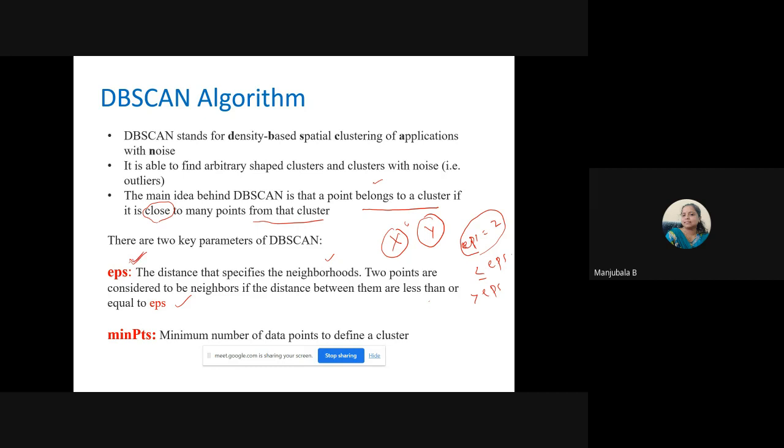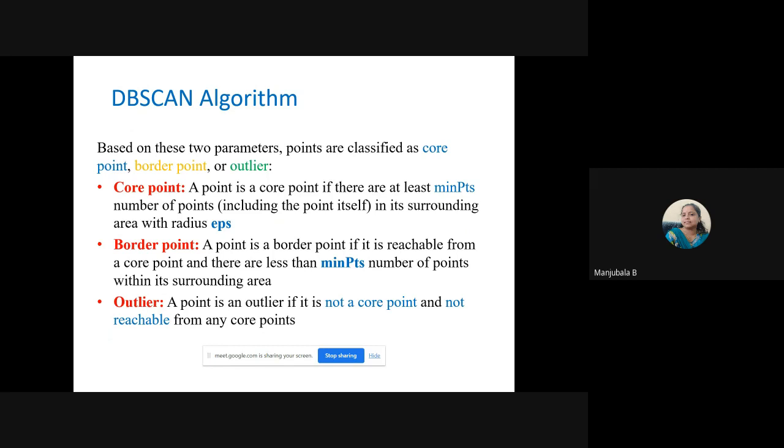The second parameter is MinPts, right? This is the minimum number of data points required to define a cluster. So how many points are required? The minimum number of points required for forming a cluster. That is also a user specified parameter. Based on this EPS and the MinPts value, whatever data points are there in our data set are classified into three types. One is the core point, the second is the border point, and the third is the outlier.